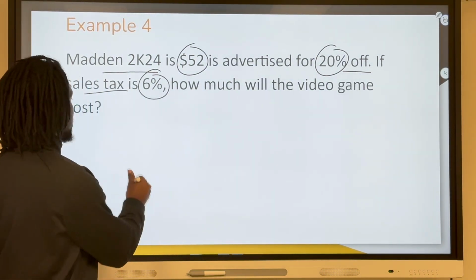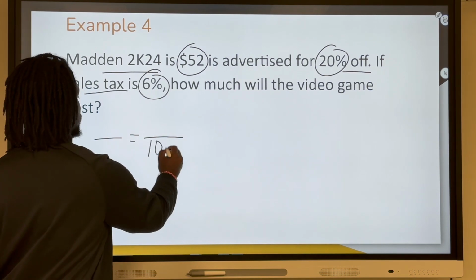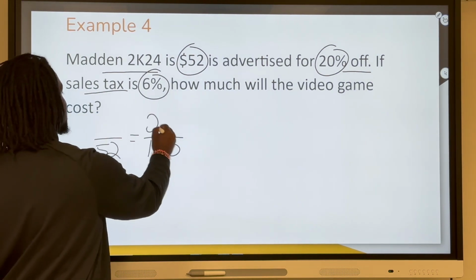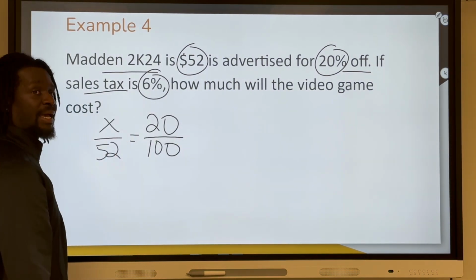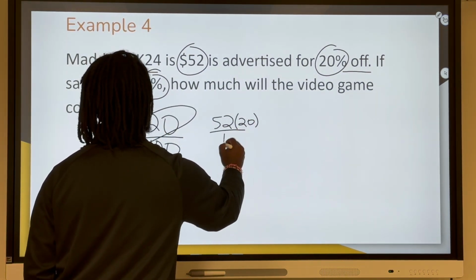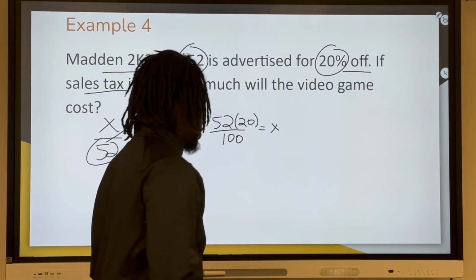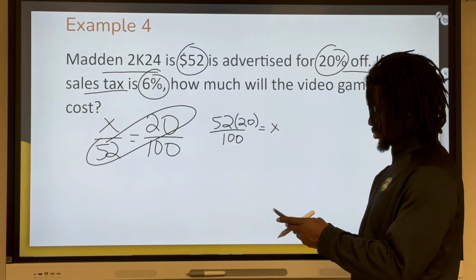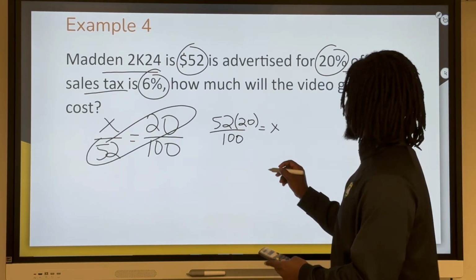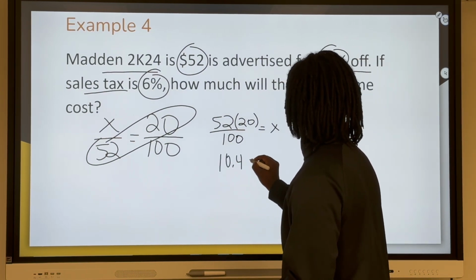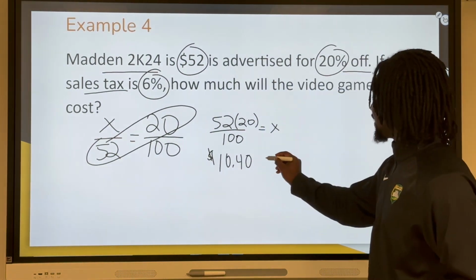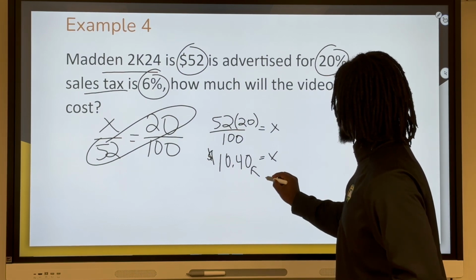All right, so first we're going to start with figuring out the percent off. So what is our discount going to be? Set that up. $52 is the cost before the discount. The discount is 20. This is my X. I'm going to cross multiply 52 times 20 divided by 100. That is going to give us the cost of the discount. 52 times 20 divided by 100 is going to give us 10.4, which is, again, because we're talking about money, 2 decimal places, $10.40. Again, this is the price of the discount.